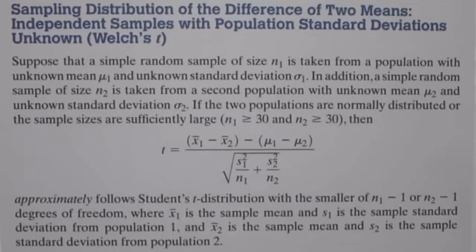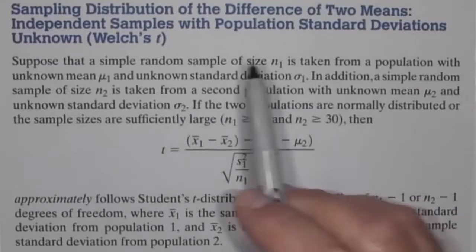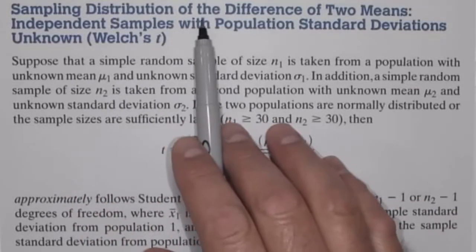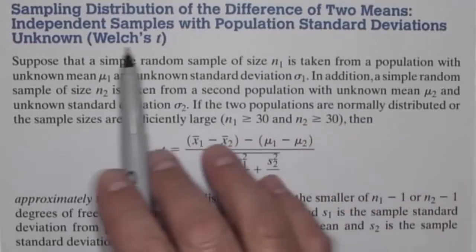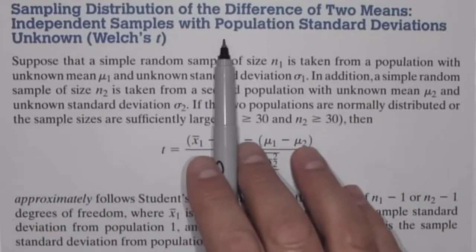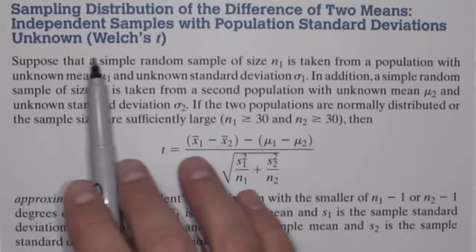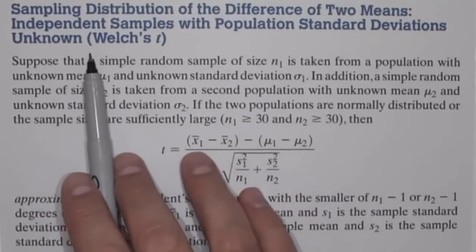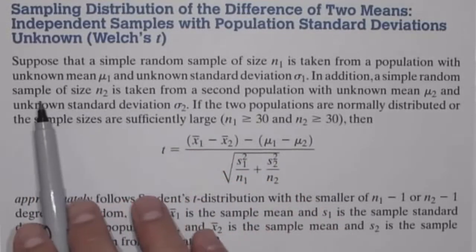In this video, we're going to conduct a hypothesis test regarding the difference of two means when we have independent samples. Now, this is different from the scenario in the previous videos where we had dependent samples. So let's start by looking at the sampling distribution. The sampling distribution of the difference of two means when we have independent samples with population standard deviations unknown, and this is called Welch's T.